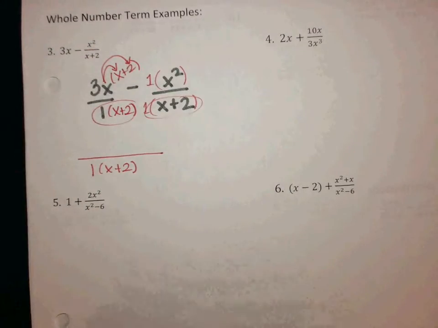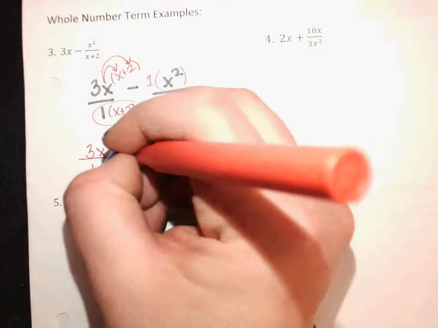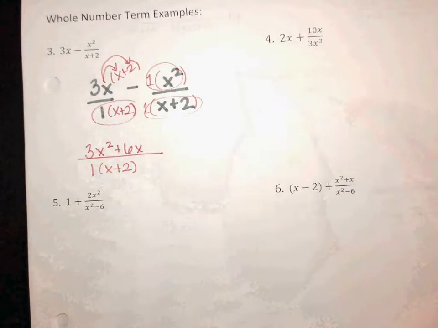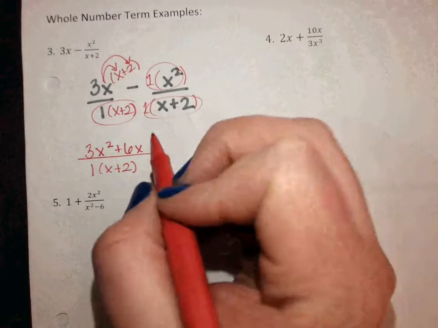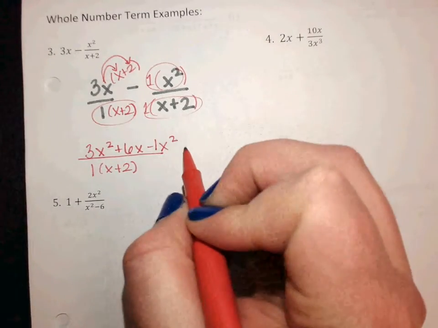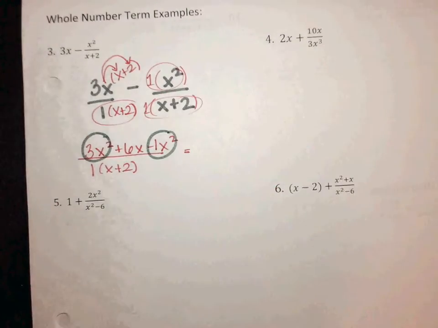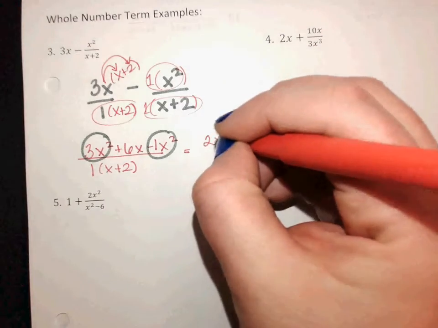So 3x times x is 3x squared. 3x times 2 is a 6x. And then over here, I have a 1x squared, plus or minus on that, minus 1x squared. And then from there, you would combine your like terms that can go together. 3x squared minus 1x squared, how many are left over? That would be 2x squared.